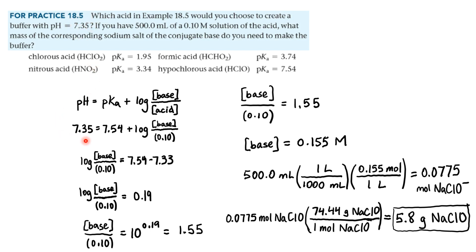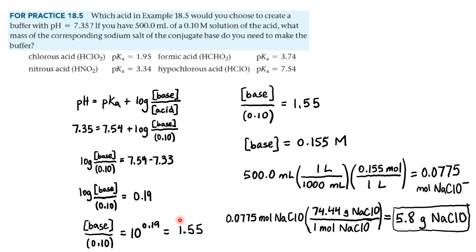So we plug this into our Henderson-Hasselbalch equation, and we realize that if you have a 0.10 molar solution of your acid, you put that in for your acid, and there it is. Okay, and you plug everything else in. There's your pH, 7.35, that's over here. And your pKa for your chosen acid, hypochlorous acid, is 7.54. And then you're going to solve for your other unknown, which is your base concentration. And we do the math. We take the anti-log, base 10, and we get that the base concentration is going to be 1.55.